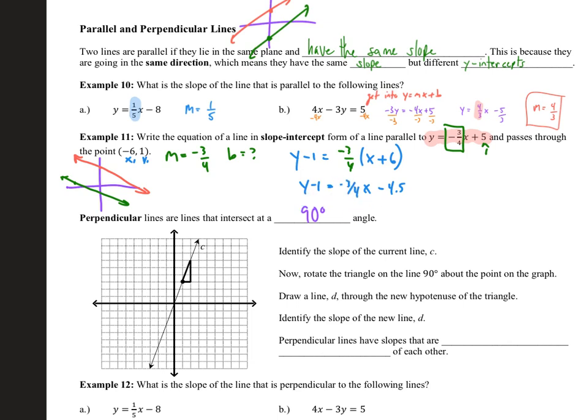I need to add 1 to both sides. So if I add 1, y equals negative 3/4 x, negative 4.5 plus 1 is negative 3.5. And you see that our answer makes sense because we kind of thought it might cross below the y-axis, but that was a very rough sketch, so it's not really a great idea, but see that it is doing that. So here's the equation of that line that is parallel to this one, so notice they have the same slope, but goes through this point.